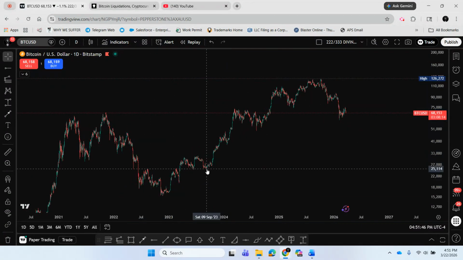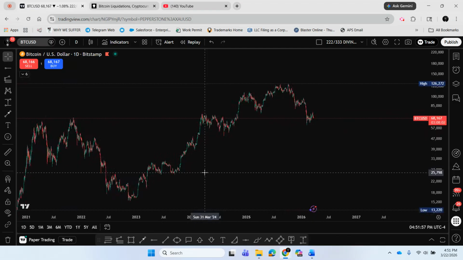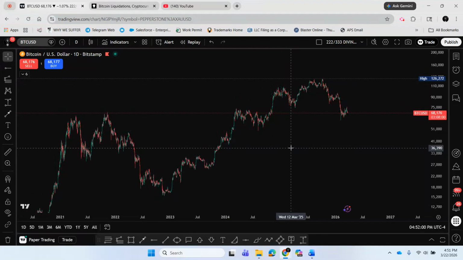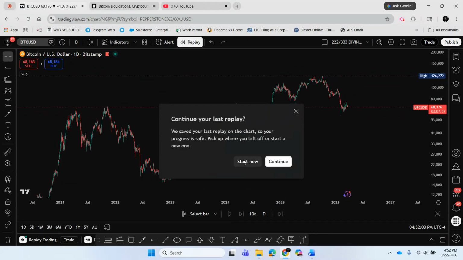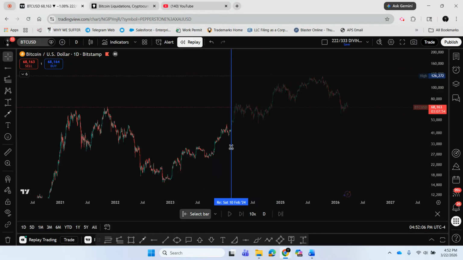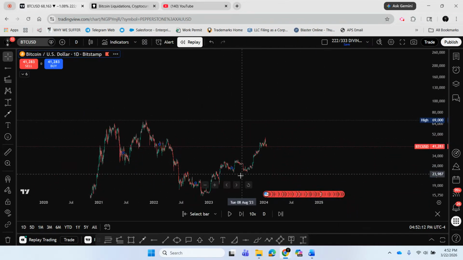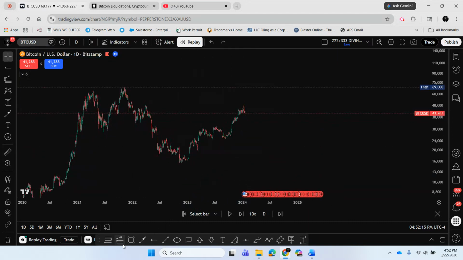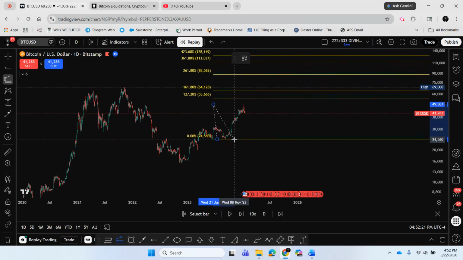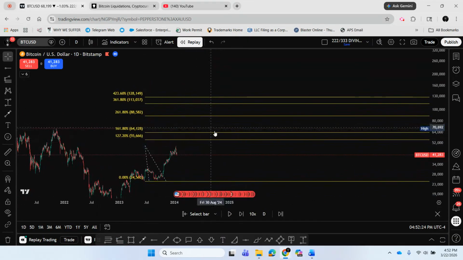So for instance, if we went back in time and started layering on top, you will see that a lot of these targets are all being hit, at different price points. I'm going to give you an example. Let's do a bar replay and start new. You see this impulse right here? We're just going to do this impulse, from here to there to there. These will be our target areas based off of just this impulse.